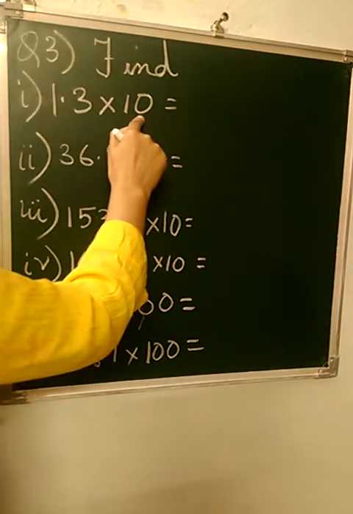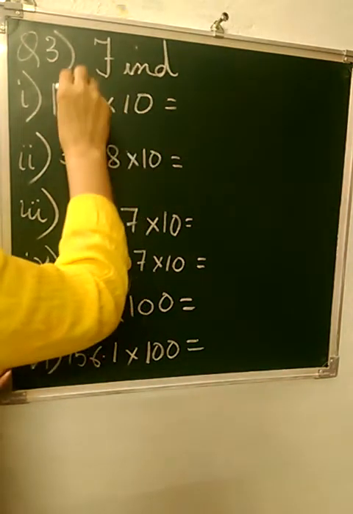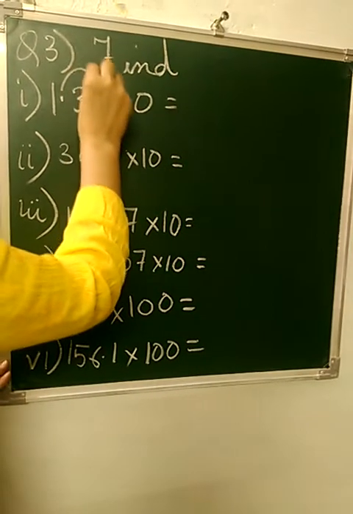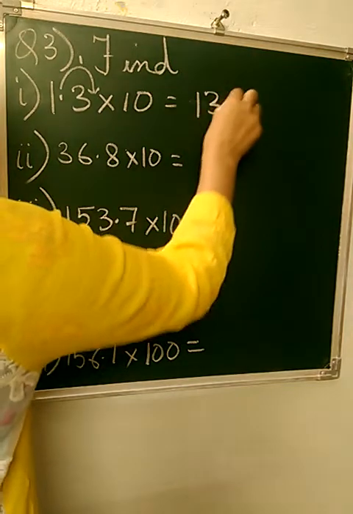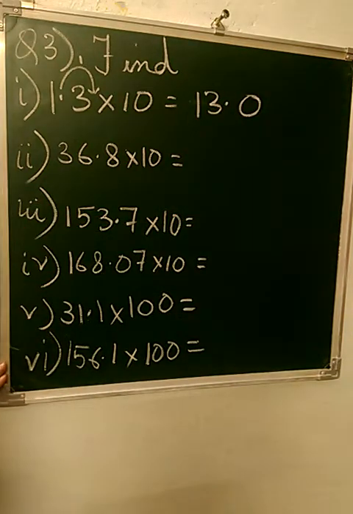So here 1 0. So only one place decimal will shift to the right side. You can put here 1. So it becomes 13.0. Nothing is there, so you can put a 0.